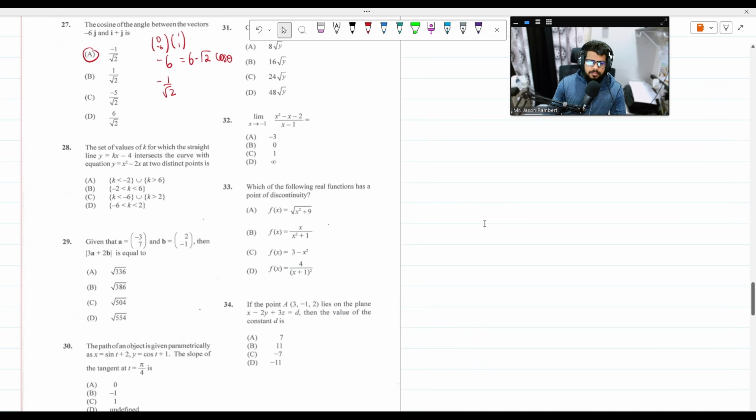The set of values of k for which a straight line intersects the curve with equation y is equal to x squared minus 2x at two distinct points is.